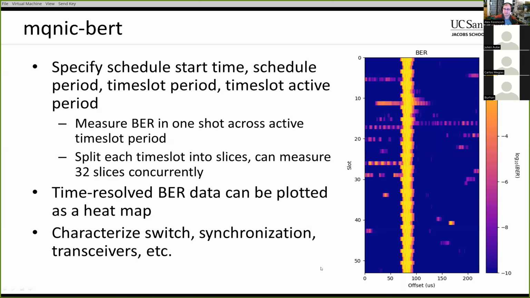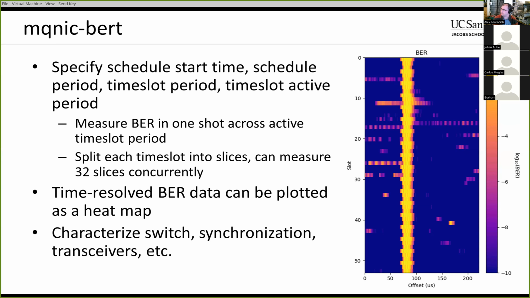Then just a brief overview of the little tool. So the bit error test tool, basically what you can do is you can specify the schedule start time, schedule period, and time slot active period, to define where you actually want to collect the bit errors. And then you can measure the BER in one shot across the entire active period, or you can split each time slot into a bunch of much narrower slices. And then you can measure up to 32 slices per time slot concurrently.